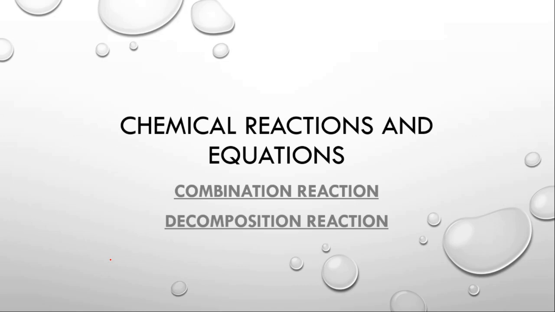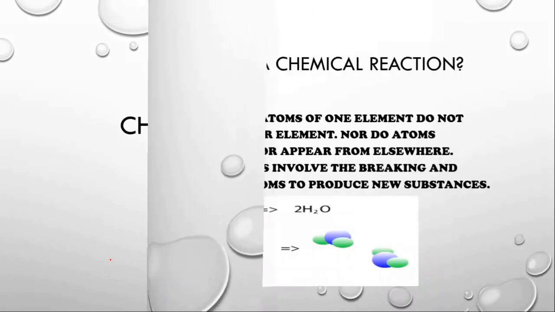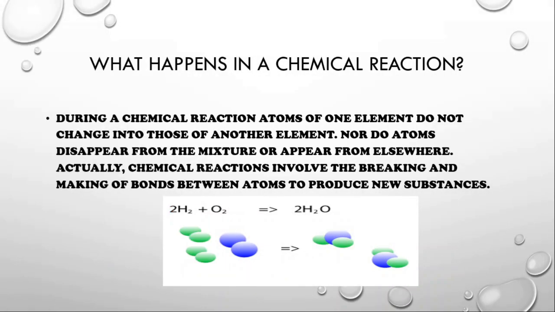Okay, so now this is the third lecture. We'll be studying now the types of chemical reactions, that is combination reaction and decomposition reaction. Okay, before going into that, I just want to show you with the help of this example what exactly is happening in a chemical reaction.